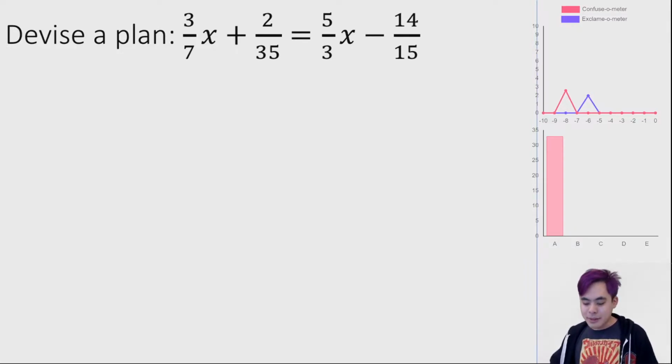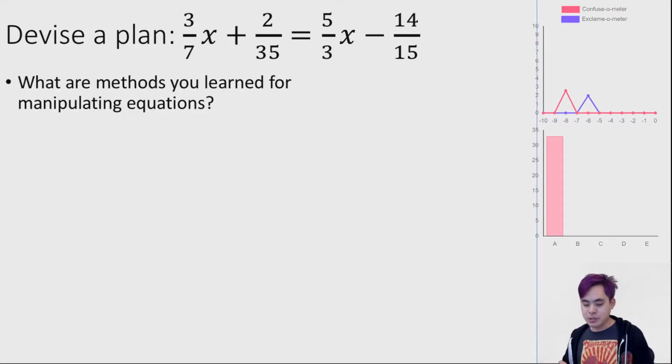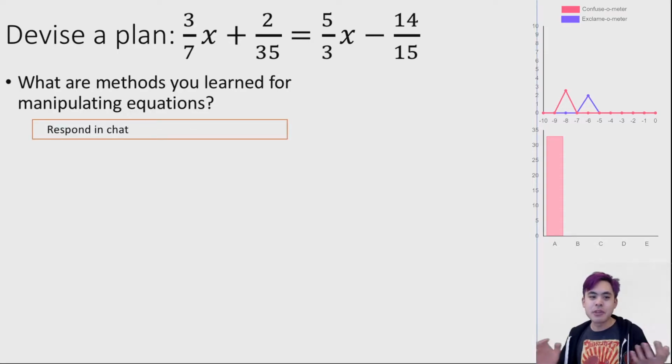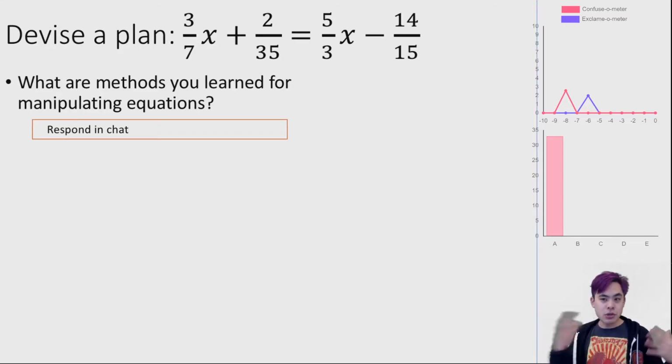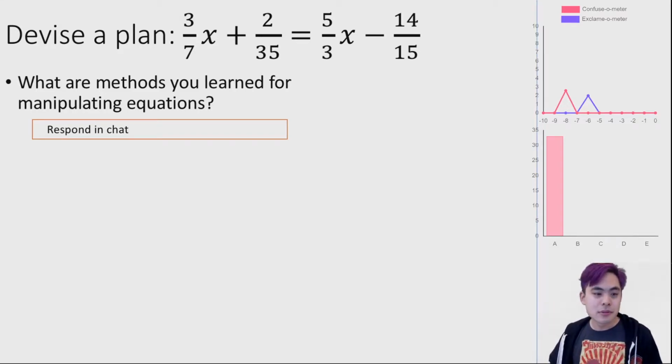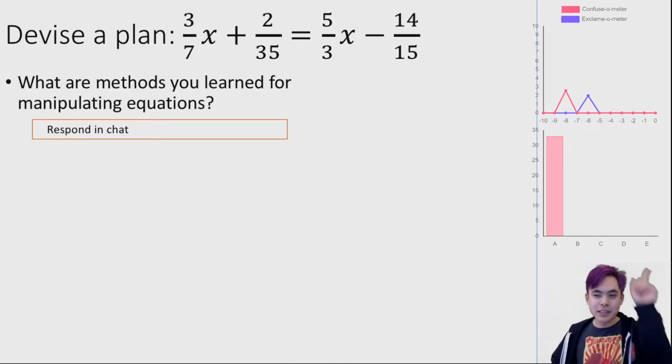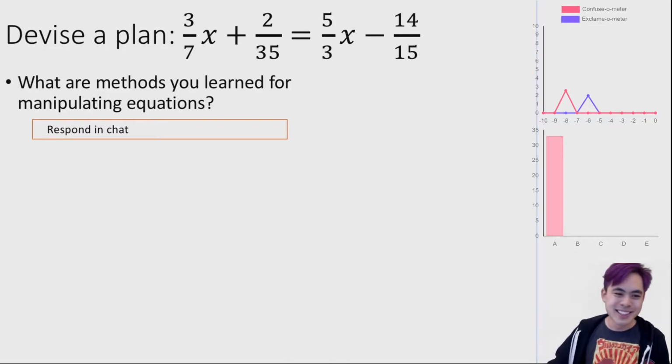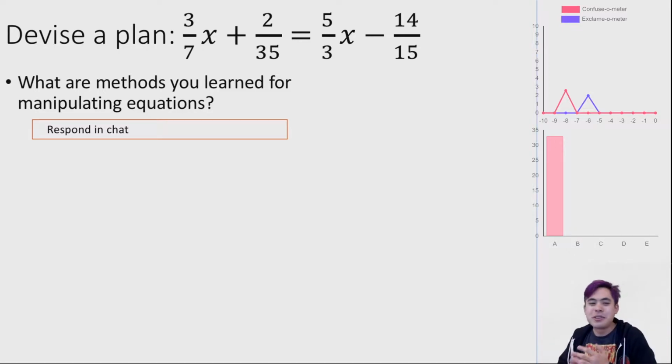Well, what are methods that you learned from manipulating equations? So why don't you just throw in chat some of these various methods that you've learned from manipulating equations, either in this class or in other classes. For the record, that is a request for chat participation. If we were in class, I would pause right now and ask you guys to shout answers at me, and then I'd write them on the board.